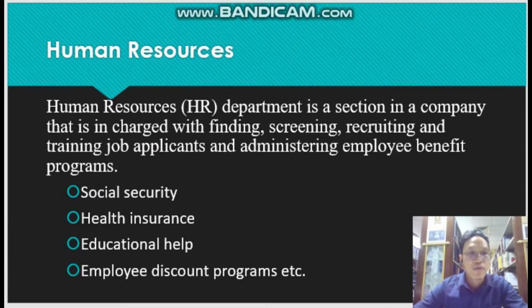So, the first thing we have to know about is human resource, which is HR. It is a department or a section in a company that is in charge of finding, screening, recruiting, and training job applicants, and also administering employee benefits programs, including social securities, health insurance, educational help, and employee discount program.